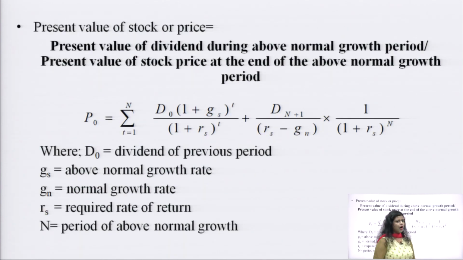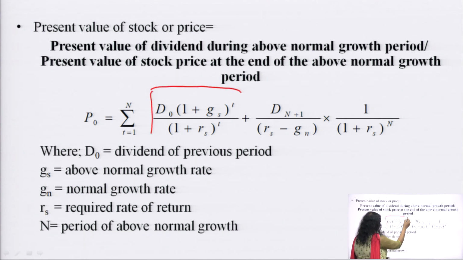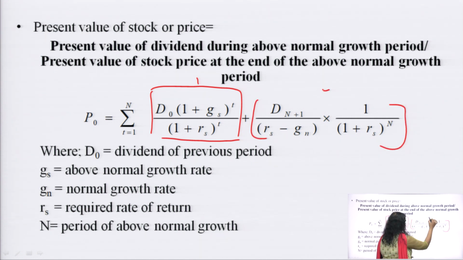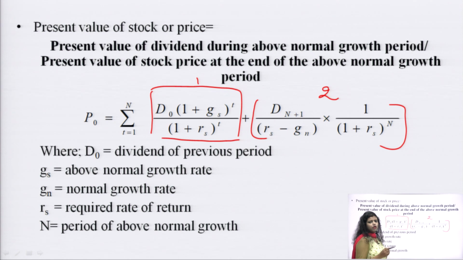So this is the model, and this is the formula that you can see on the screen, which we use for equity valuation in the case of the 2-stage model. Here the formula denotes D0 (1 plus GS) to the power T divided by (1 plus RS) to the power T. This particular part is phase 1, and the rest of the formula is phase 2 for the 2-stage model in the case of equity valuation.